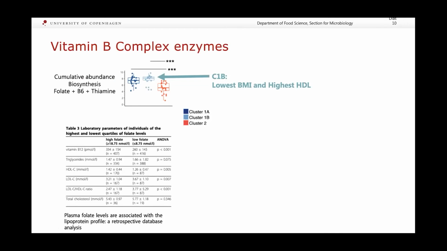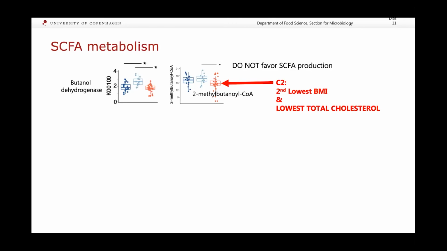And if you remember, cluster 1B was those phenotypes with the lowest BMI and the highest HDL in their plasma. And what we can see here is that their microbiome also contains a higher abundance for the potential biosynthesis of the vitamin B complex. And what we can see in the literature is that the higher the vitamin B complex in the plasma of people, the higher HDL they will also contain in their plasma. We can see it the other way around as well when we look at the short-chain fatty acid metabolism.